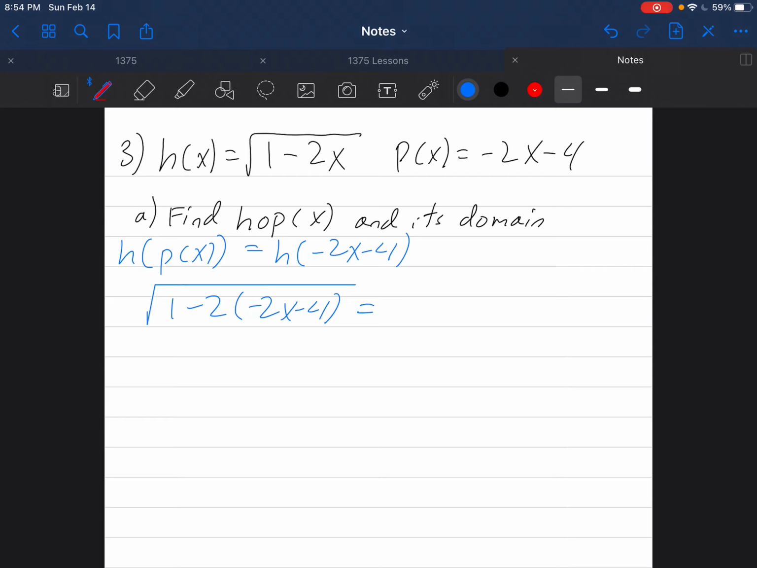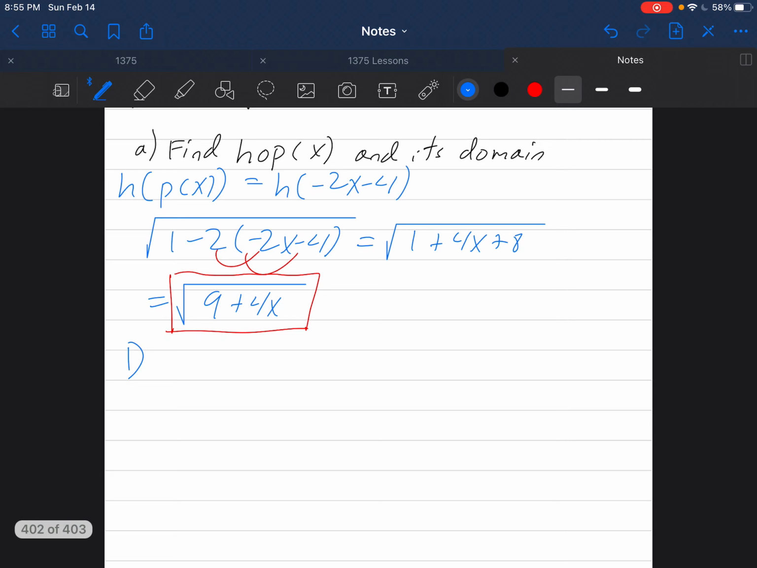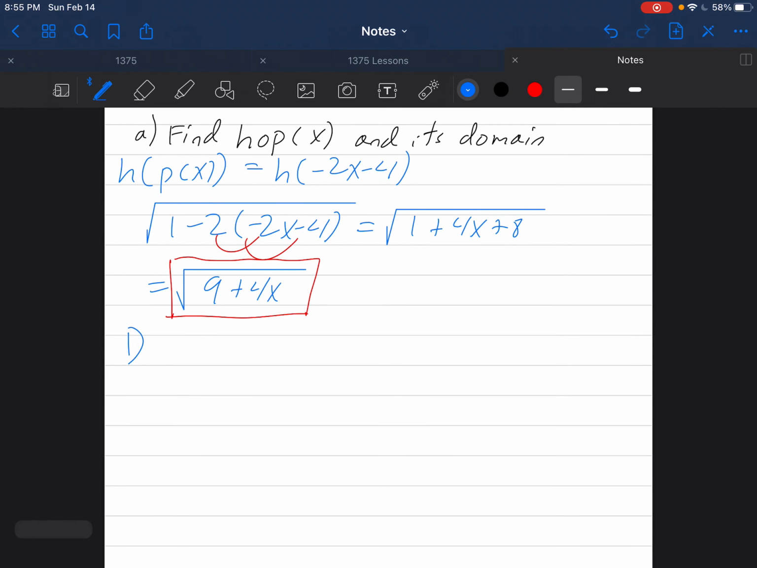So let's work out what it's going to look like inside the radical. Distribute that negative 2: 1 plus 4x plus 8. This is what's inside the radical, which turns out to be the square root of 9 plus 4x. And this is our function. It looks like we can reduce or simplify. 9 and 4 are perfect squares, but this plus sign is going to stop us from doing that. So instead we can finalize that this is h circle p, h of p of x.